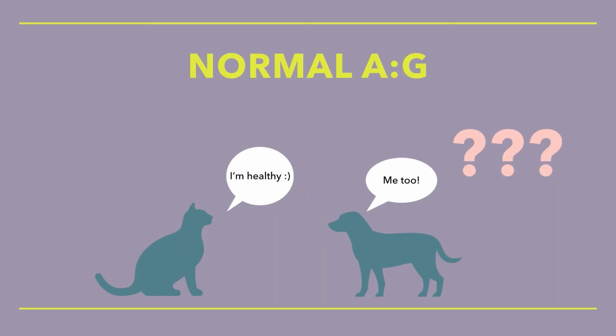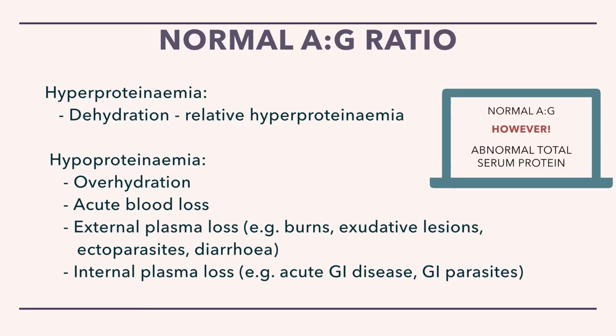So, does a normal A to G ratio indicate that the animal is perfectly healthy? The answer is not necessarily. A normal A to G ratio can also be seen in the case of relative hyperproteinemia due to dehydration. Aside from that, this can also be seen in the case of hypoproteinemia due to overhydration, external plasma loss such as burns, and internal plasma loss such as acute GI disease.